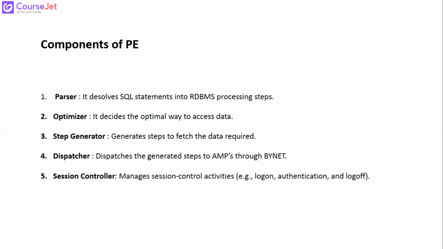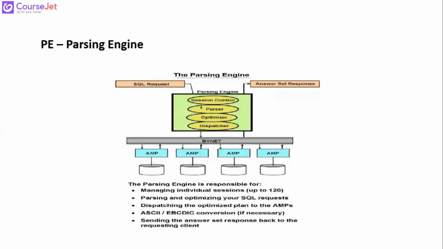Going back, this is the pictorial representation of the parsing engine, which has the session control, parser, optimizer, and dispatcher. When the SQL request comes in, it passes through all these components, and the final plan is passed to the AMPs through the Bynet. The AMPs retrieve the data and pass it back to the parsing engine through the Bynet, and then the answer set response is passed to the user.